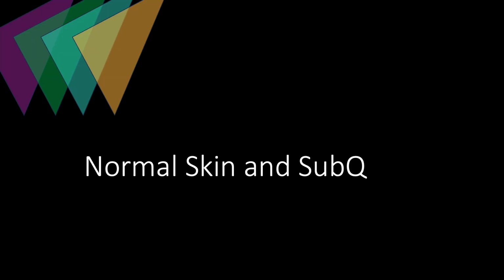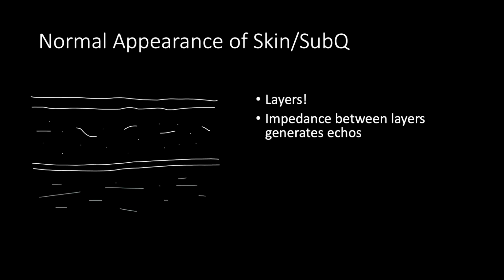Let's start off with a look at normal skin and soft cutaneous tissues appearance using point-of-care ultrasound. The sonographic appearance of the superficial bodily structures depends on recognizing layers. Recall from our ultrasound physics lesson that echoes, aka the white lines we see on 2D ultrasound, are generated by impedance of the sound wave propagation through structures that have different densities and echo properties.